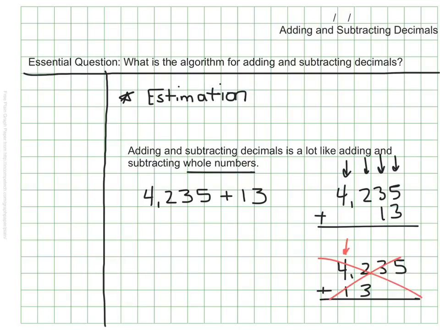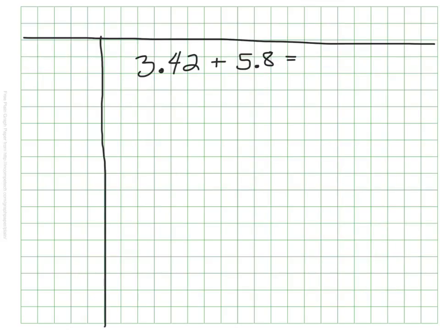Let's see how it looks with an example. So here I have 3 and 42 hundredths, and I'm adding 5 and 8 tenths. I'm just going to start first by estimating. So I know that 3 and 42 hundredths is about 3, and I know that 5 and 8 tenths is about 6. So my answer, if I do this correctly, should be in the ballpark of the number 9. Right? So that's something I'm going to keep in mind as I'm going.